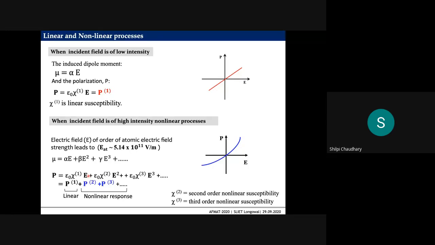So the material response gets perturbed and becomes nonlinear with respect to the incident optical field. The optical properties get perturbed to a certain extent, and the optical response becomes nonlinear with respect to the incident field dependency. And that's why we express this polarization in terms of a perturbation series, where chi1 is the first order susceptibility, which we defined earlier. Chi2 and chi3 are the second and third order nonlinear susceptibilities.